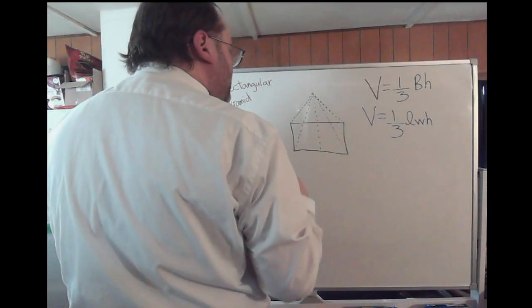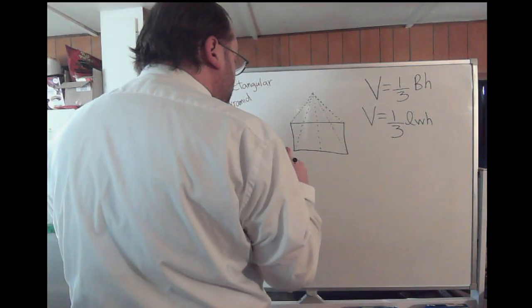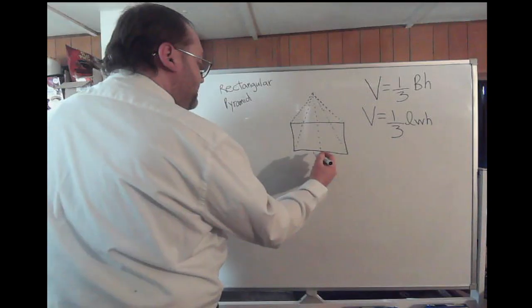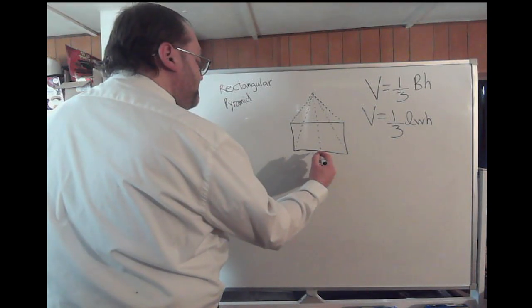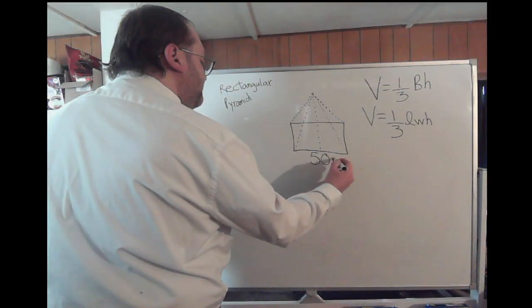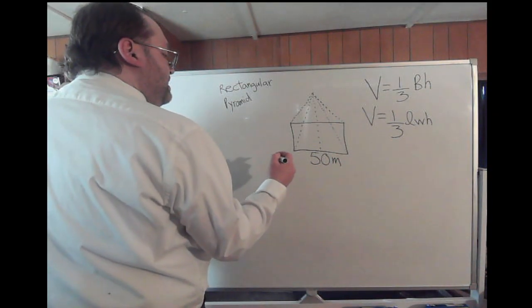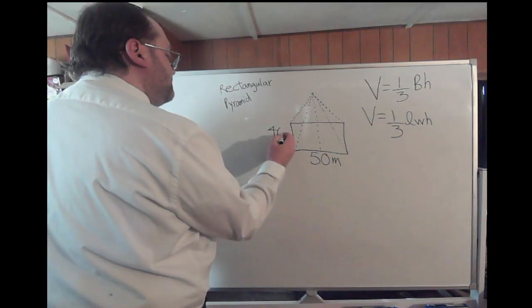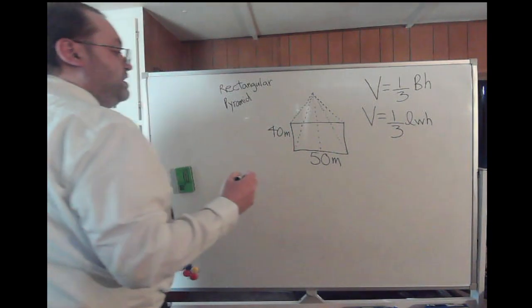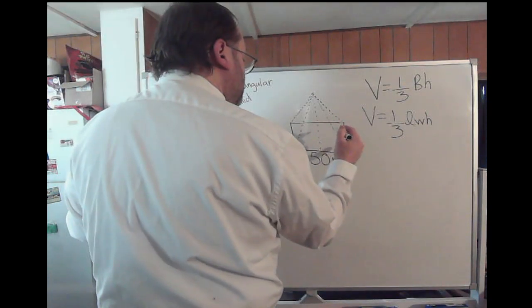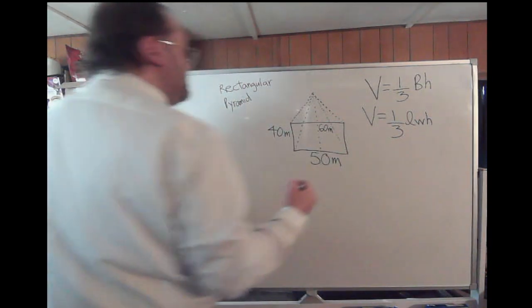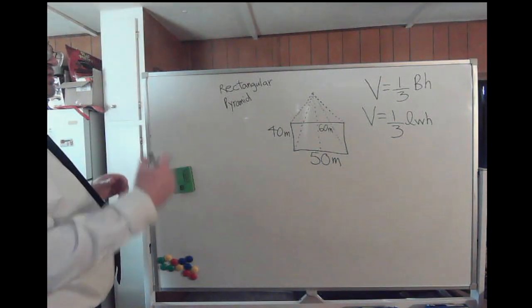Okay. Let's say the length of this rectangular base of the pyramid is 50 meters. We'll make it 50 meters. The width we can say is 40 meters. The height, we'll call the height 60 meters. That'll be the height of this rectangular pyramid.